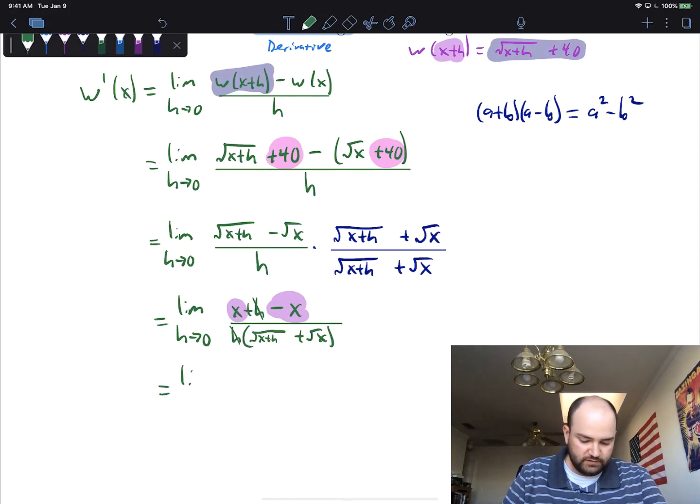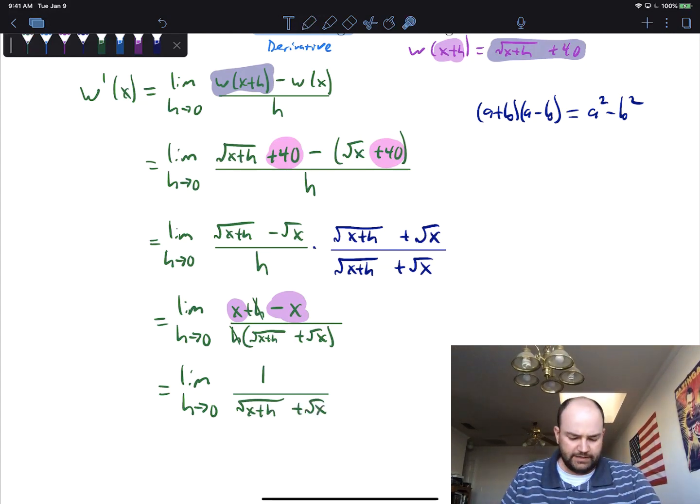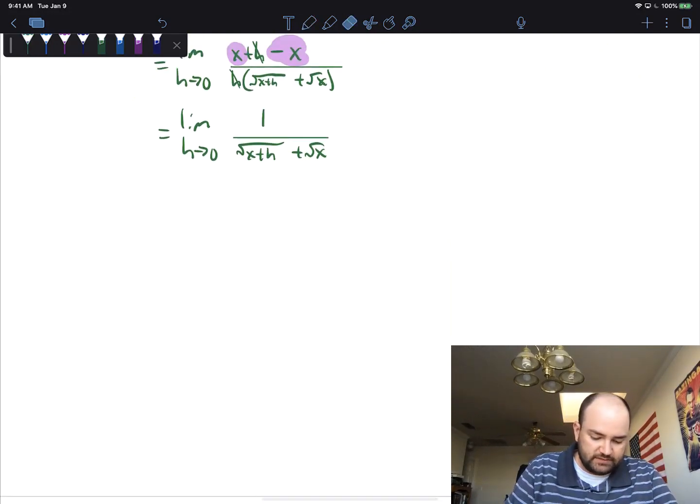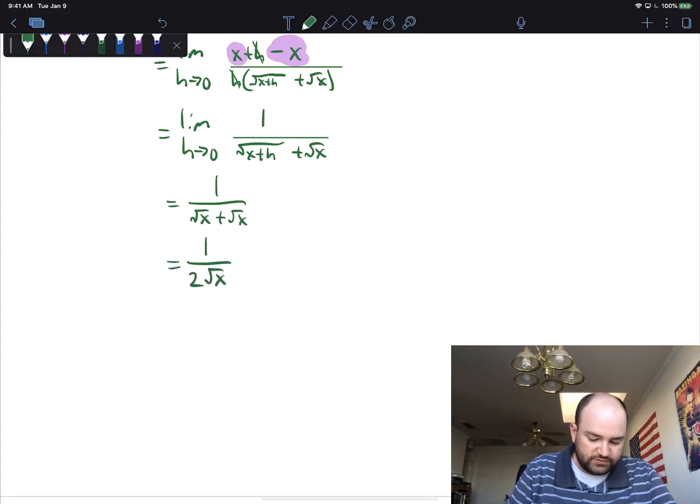So we're left with the limit as H goes to 0 of 1 over square root of X plus H and then plus square root of X. Now if you notice, the H goes to 0 here, we're left with the square root of X plus square root of X, and they're the same radical, so you can add them, combine like terms. So this is going to give us the limit, well, just plug it in. So that's just 1 over square root of X plus square root of X, which is 1 over 2 square roots of X.